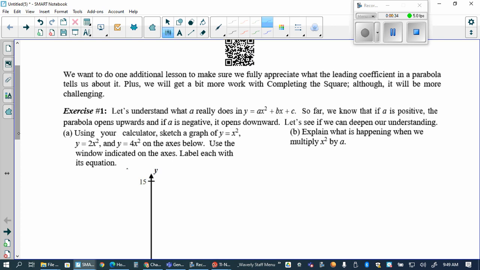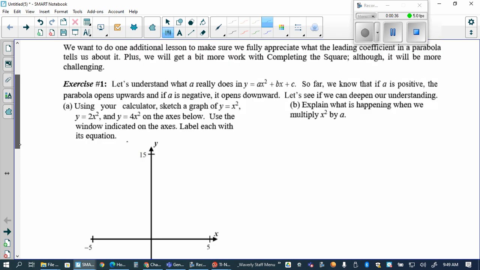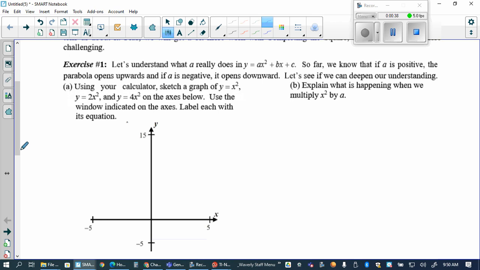If you guys remember, if we have the graph of y equals x squared, which is just the regular standard, the vertex is at the origin, right? So it might look like this, right? I don't think we really need our calculator to do this, do we? Okay. What would the graph of y equals 2x squared do to this graph?